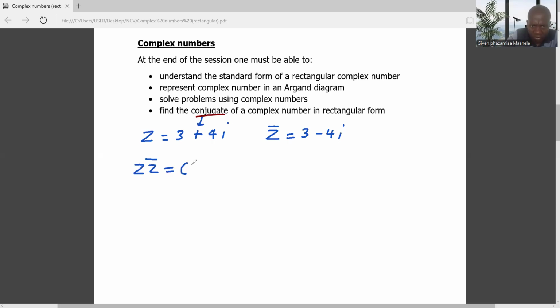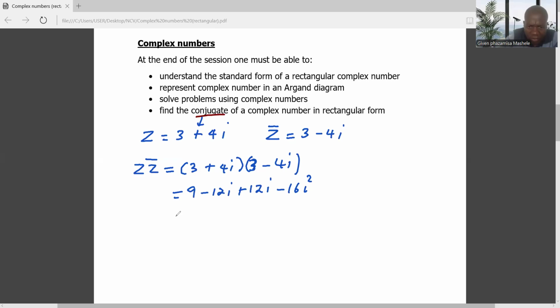So this will be 3 plus 4i and 3 minus 4i. I apologize. All right, then now we'll have to multiply these two. So this will become 3 by 3, which will be 9 minus 12i plus 12i, then minus 16 into i squared.